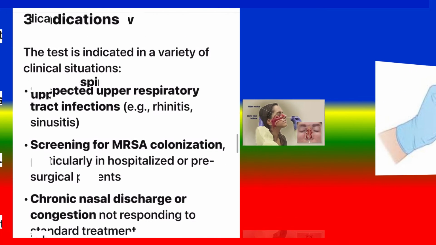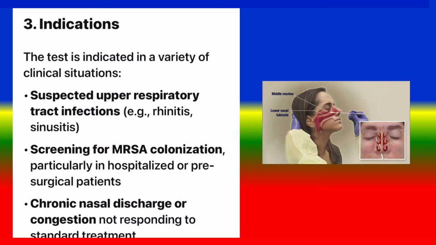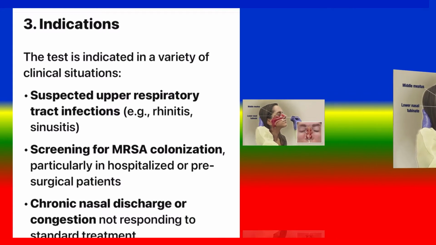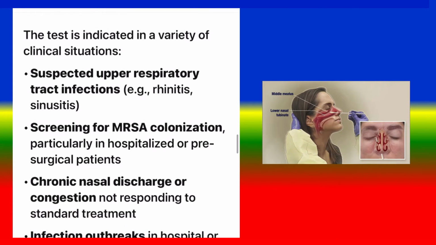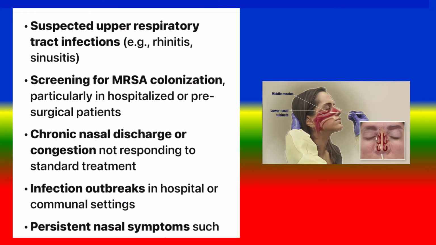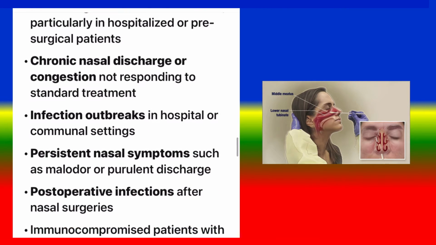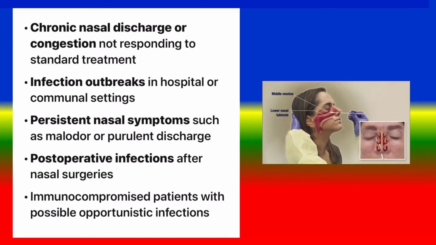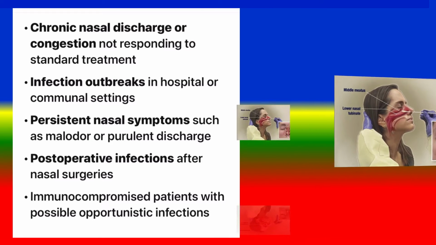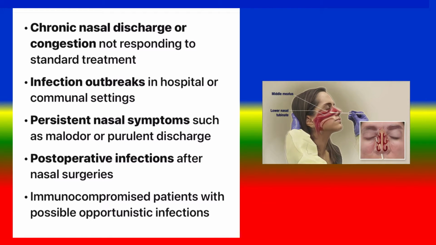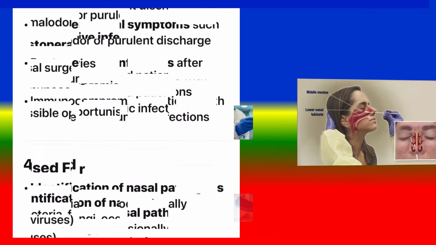3. Indications. The test is indicated in a variety of clinical situations: suspected upper respiratory tract infections, e.g., rhinitis, sinusitis, screening for MRSA colonization, particularly in hospitalized or pre-surgical patients, chronic nasal discharge or congestion not responding to standard treatment, infection outbreaks in hospital or communal settings, persistent nasal symptoms such as malodor or purulent discharge, postoperative infections after nasal surgeries, immunocompromised patients with possible opportunistic infections.